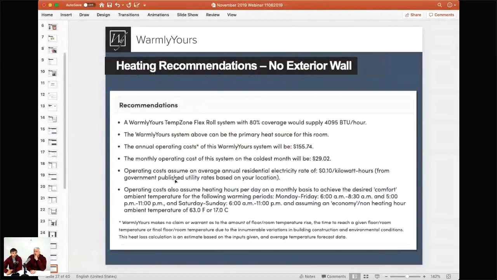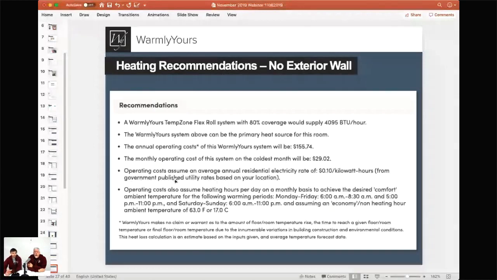This is, once again, with no exterior walls. So what is it telling us here? After reviewing all this information, you will have a nice section with just recommendations. In this case, it will say a WarmlyYours temp zone with about 80% of the coverage will supply 4,000 BTUs. And in this particular case, the WarmlyYours system can be a primary heat source for the room because the amount of heat we provide is larger than the heat loss. So that's a perfect scenario. We always like to see how big that difference is, but as long as we know the WarmlyYours system can provide more than the heat loss, that's already a good sign.